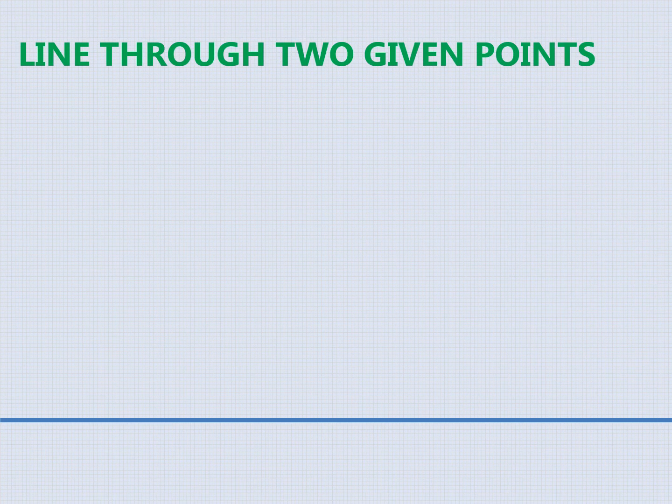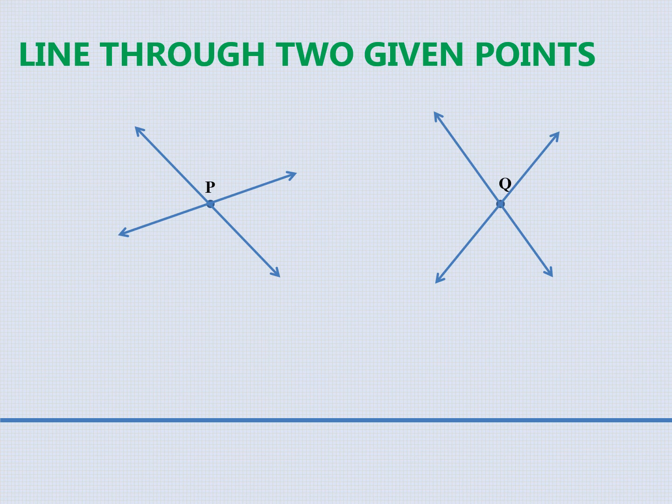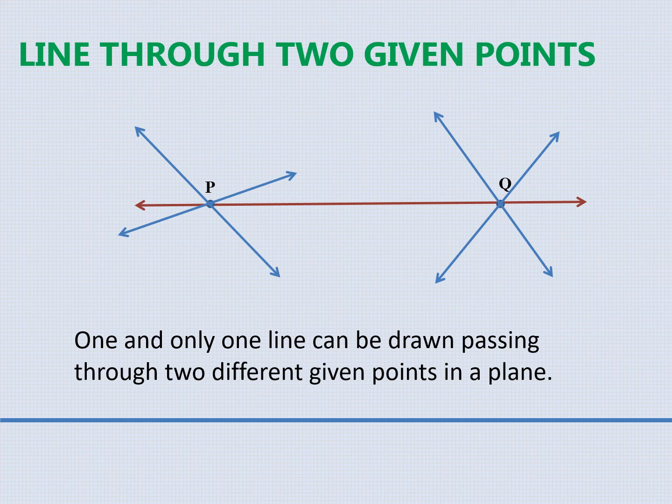We have seen that we can draw many lines passing through a point. Let us consider a point P. And let us draw lines passing through the point P. Now let us take another point Q and draw lines passing through the point Q. Now we want to draw a line which passes through both points P and Q. Can you draw any other line except the red line shown here which passes through both P and Q? No. We can see that there is only one line which joins the point P and Q, or we can say which passes through two given points P and Q. Thus we conclude that one and only one line can be drawn passing through two different given points in a plane.